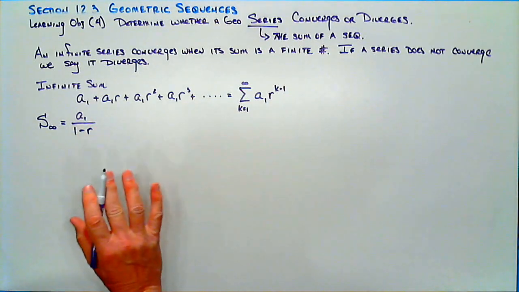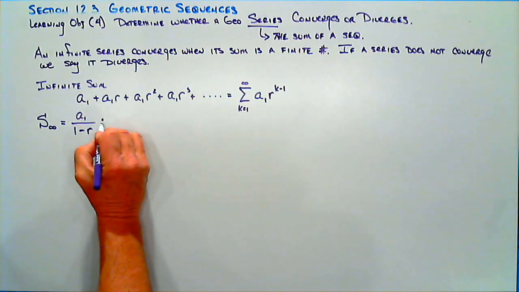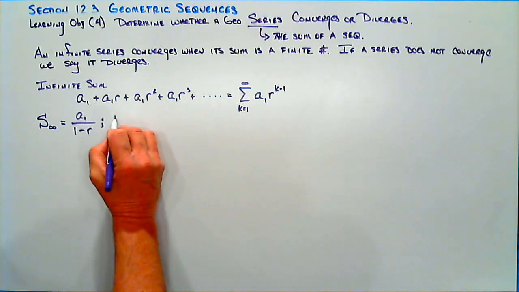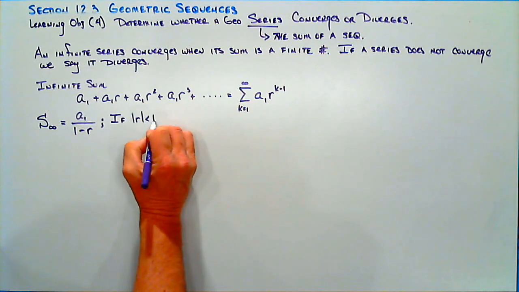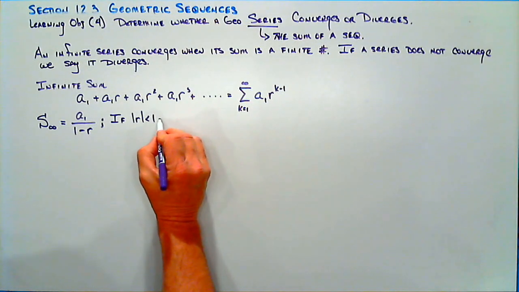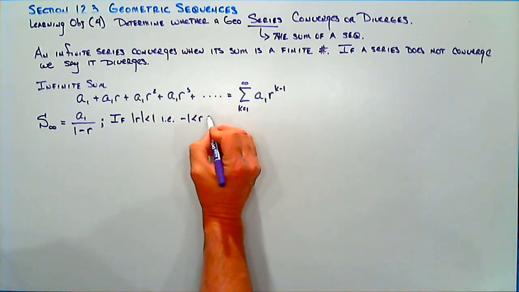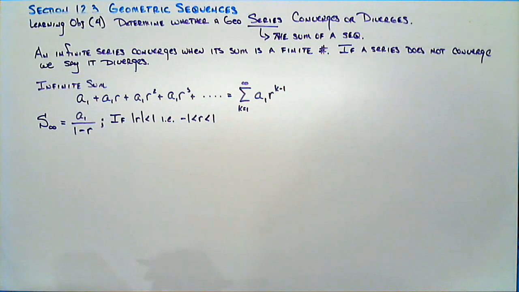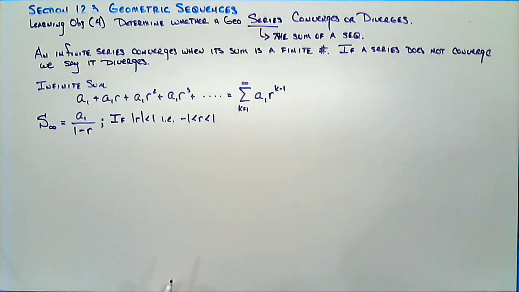Now, don't get excited. That's not necessarily going to be the case every time. We have to remember this: if the absolute value of r is smaller than 1, i.e., negative 1 is less than r is less than 1. If our common ratio is between negative 1 and 1, then we're going to get a sum.